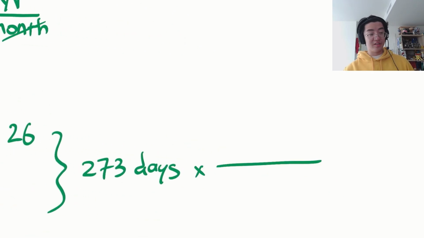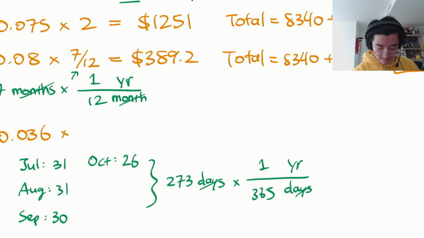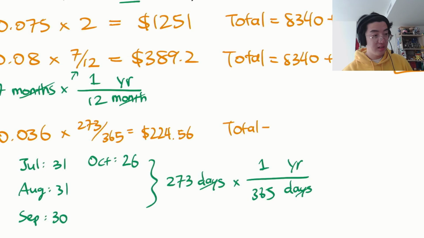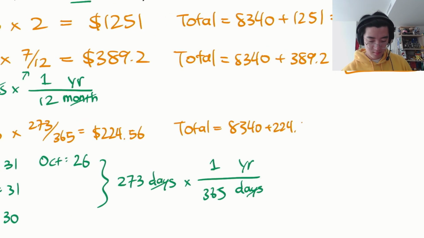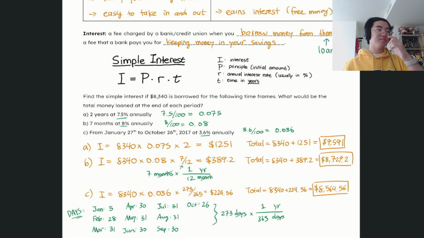Of course, you want to convert that to years. So we have days to years. In 1 year, there are 365 days. So our fraction here is 273 divided by 365, which gives 5456. So the total, add them up, is 8,564.56. Okay? So that's how I find interest. It's literally just three numbers multiplied together.